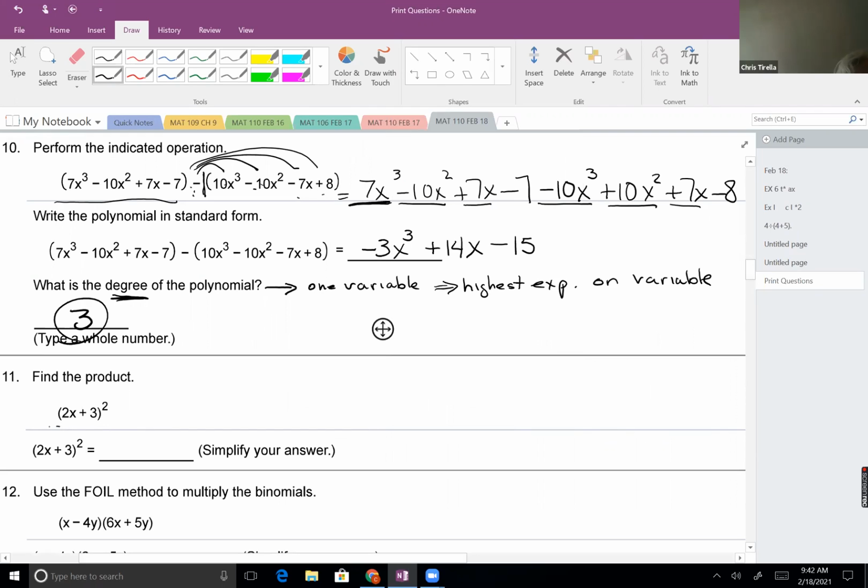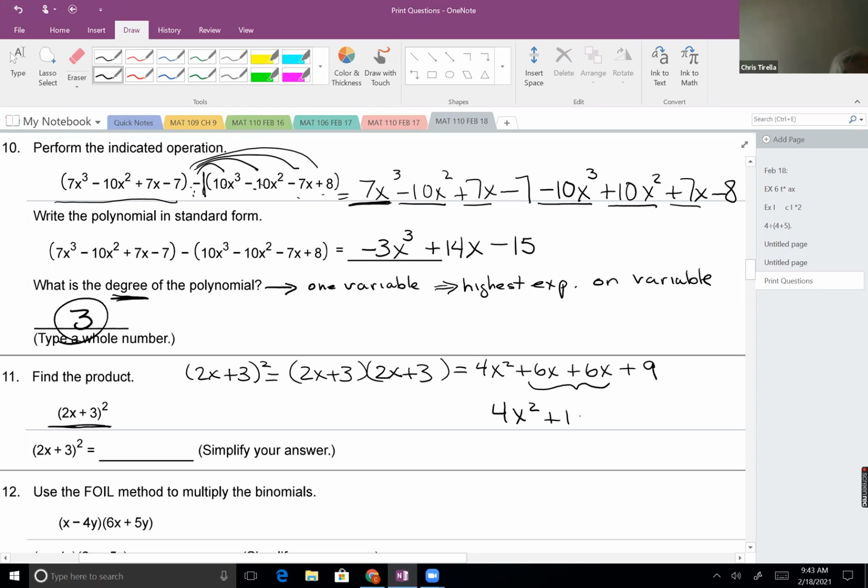Next one asks you to find a product, and we're squaring a binomial. When I have a binomial squared, I always take the time to write out that it means I'm multiplying that thing by itself, and then seeing it written like that reminds me that I have to FOIL or distribute twice or box. And so when I combine like terms, I've got 4x squared plus 12x plus 9.